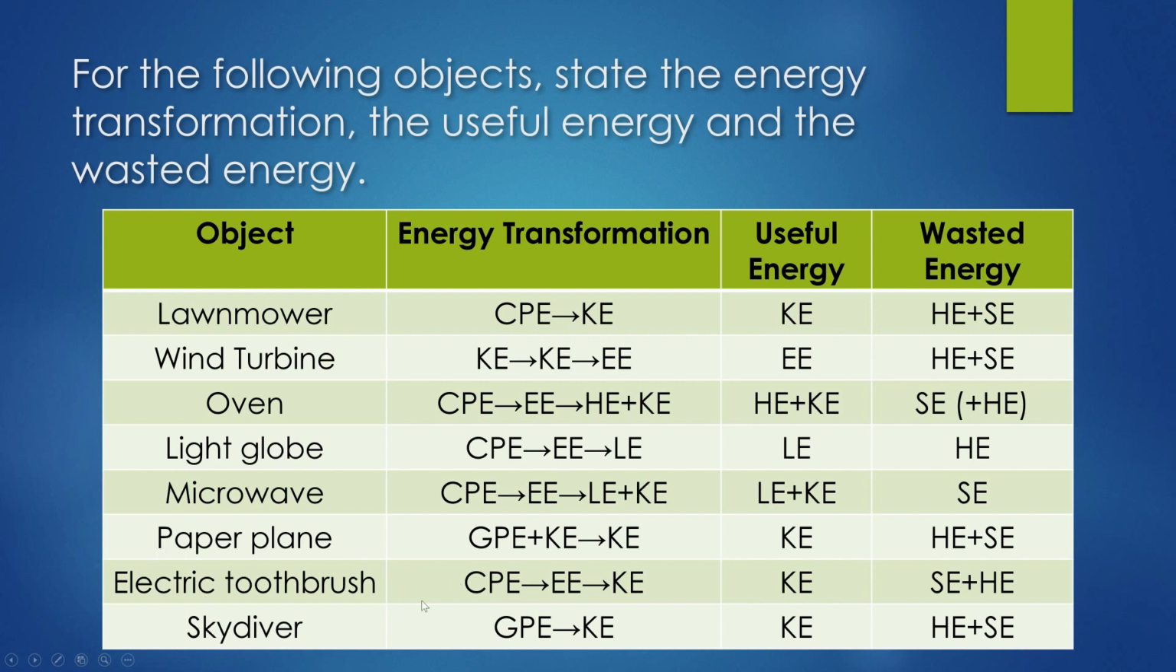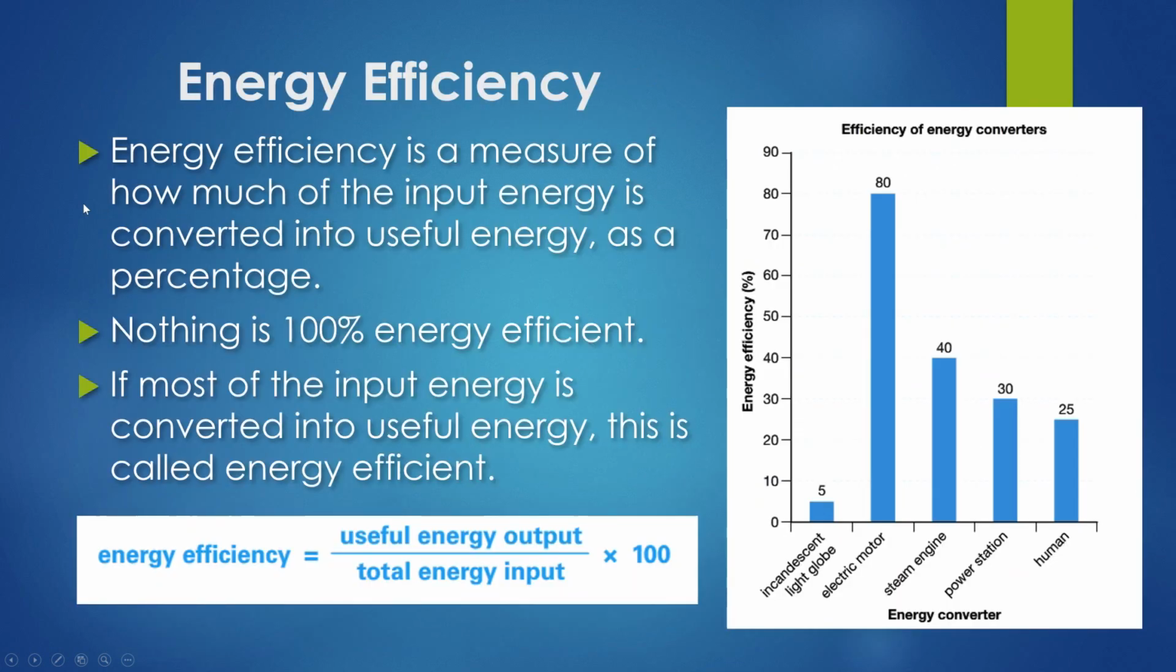We have an electric toothbrush: chemical potential energy, or kinetic energy, or solar or light energy, whatever's producing the electricity, so electrical energy, and then kinetic energy is really what we want out of a toothbrush. Lots of sound energy, a little bit of heat energy in the motor that's running that vibration. And we've got a skydiver, so you've got gravitational potential energy to become kinetic energy. Useful energy is kinetic. Sounds strange. Kinetic energy rushing towards the ground. But anyway, that's what they want out of this experience. There's a reasonable amount of heat energy as you fall, moving through the air molecules, but also there's sound energy as that happens.